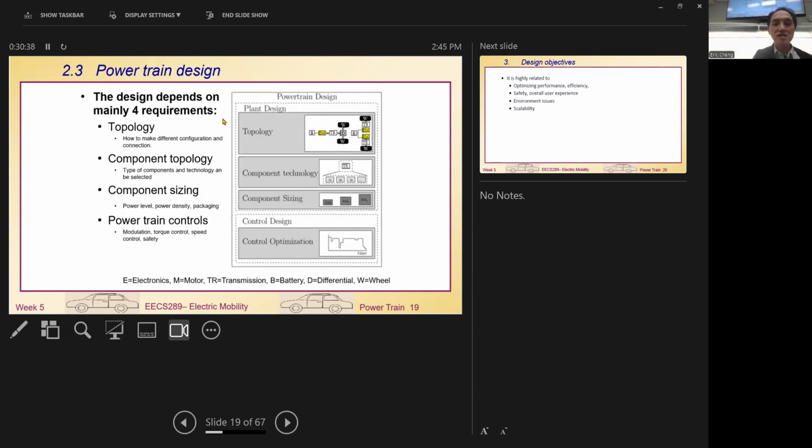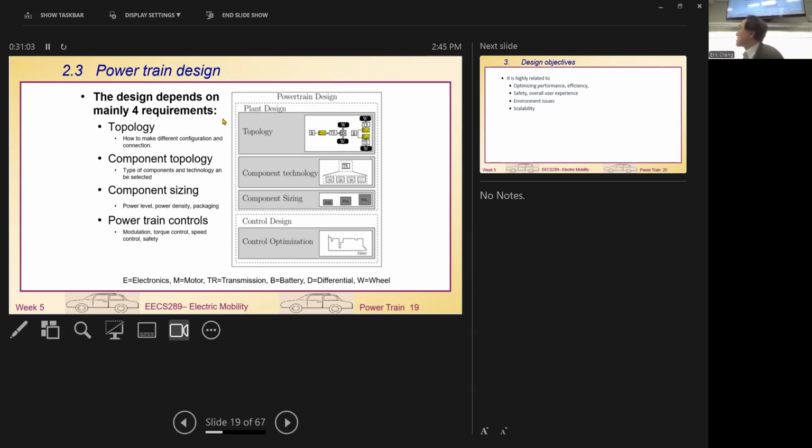So for powertrain design, there are many requirements or design methods we can use. As you saw just now, our powertrain design has many different topologies because we have the battery, the charger, the motor, and then we may have the gearbox and the drivetrain. How to arrange them is your design duty.